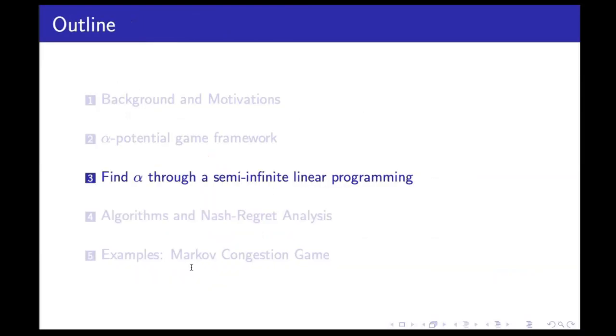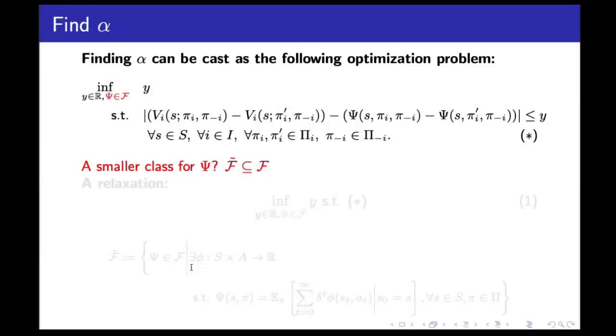Okay, so now let's look at the first question: what is alpha? Here we can rewrite the min-max optimization problem in this form. We have this upper bound y, and we want to find the y that is as small as possible over all the possible phi functions in the function class. But the decision variable phi is in a function class, so it's large and hard to optimize over. Can we find a smaller class for this optimization?